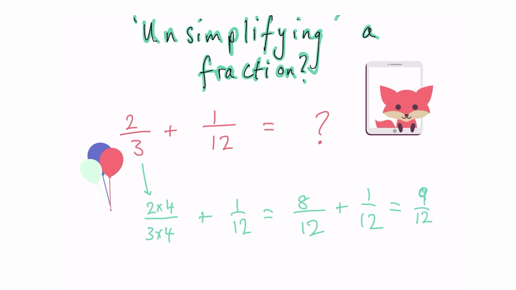Now let's see if we can simplify this fraction. Well, 9 and 12, their highest common factor is 3. So divide 9 by 3. Gives us 3. Divide 12 by 3 gives us 4. Hence, the answer to this question is 3 over 4. And this is in the simplified form.